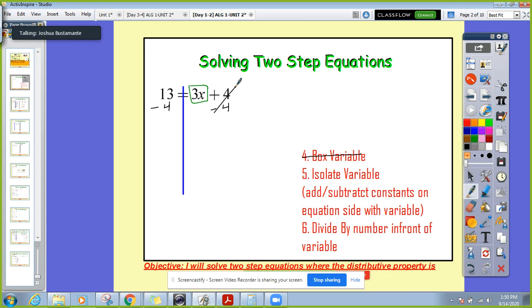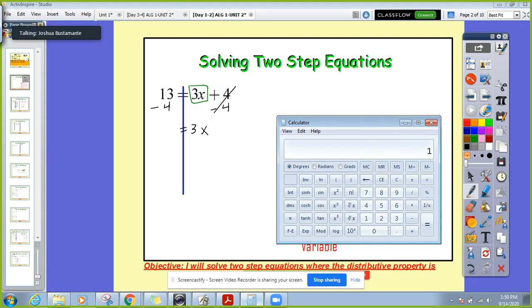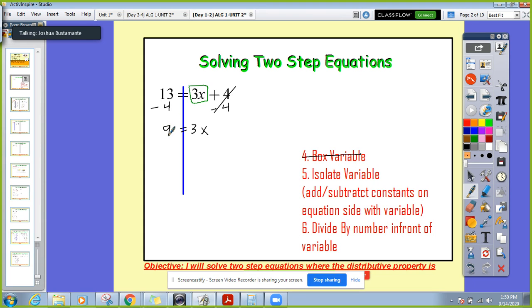4 minus 4 is 0, so I can bring down my 3x. I now have 13 minus 4. So in my calculator, 13 subtract 4 gives me 9. And we're done. We've isolated our variable. He's isolated because he's by himself.